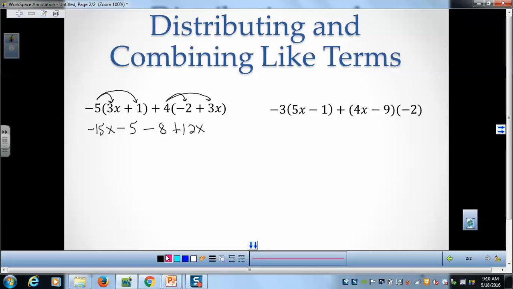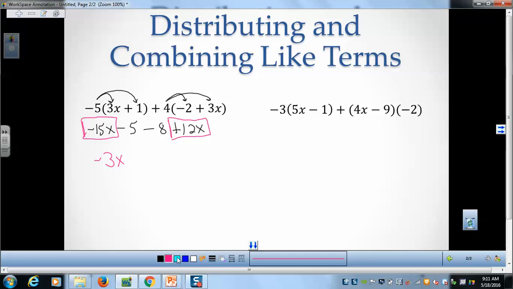Now once again, we want to look for like terms. I'm going to start with my variable term. So here's a regular x term and here's a regular x term here. And once again, be careful, make sure you always take the sign in front when you're combining like terms. So I have negative 15x plus 12x, which would be negative 3x.